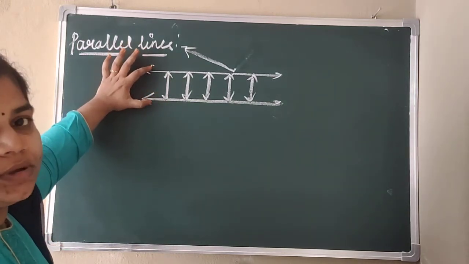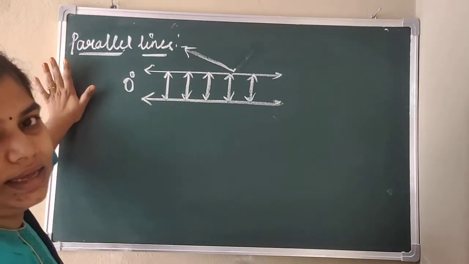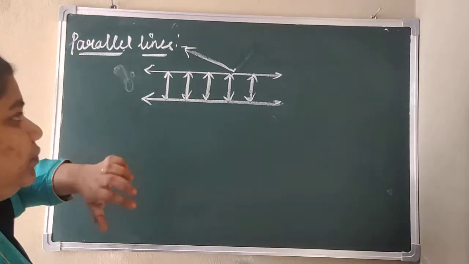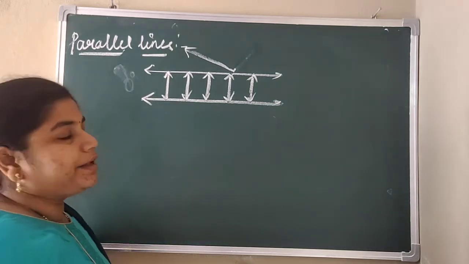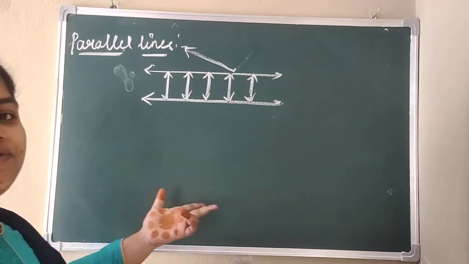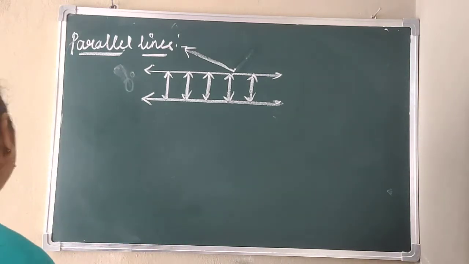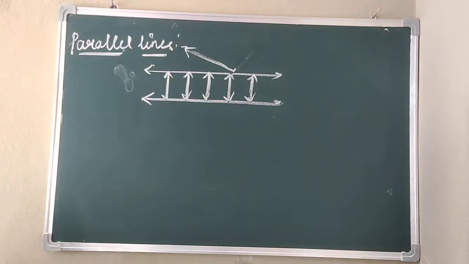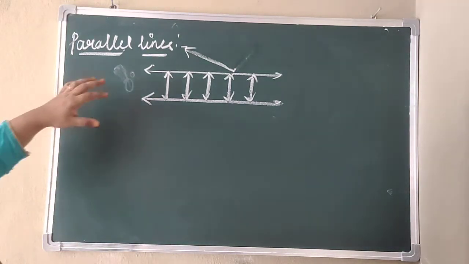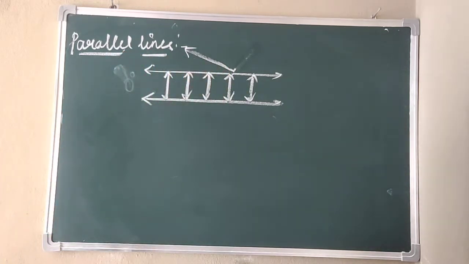The angle formed between these is 0 degrees. That means it doesn't have any angle here. For parallel lines, we will not see any angle, because they are not intersecting at any point. That's why they do not form any angle. So parallel lines means any two lines where the distance between them is always the same.